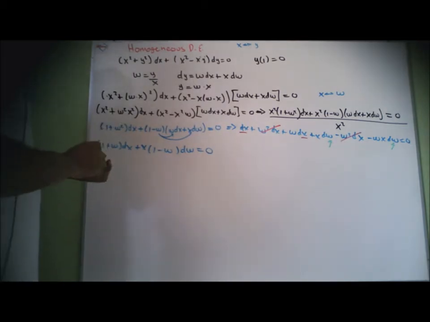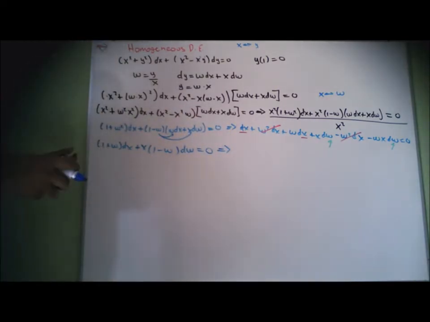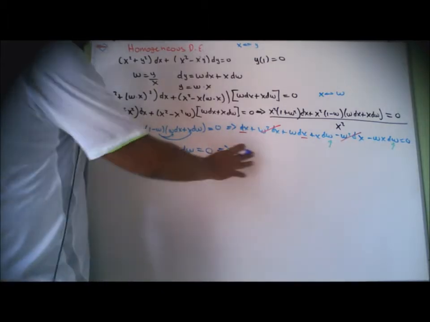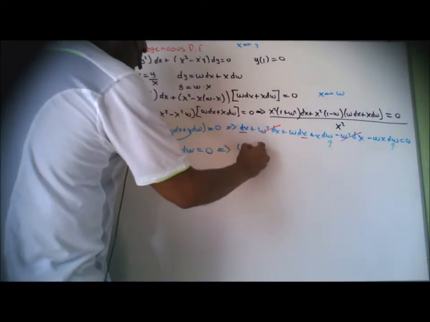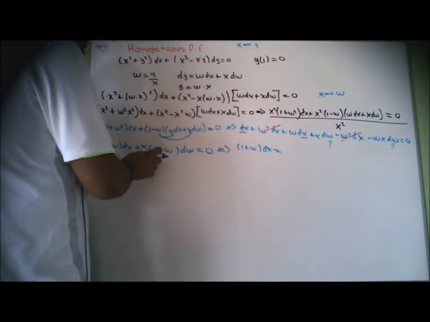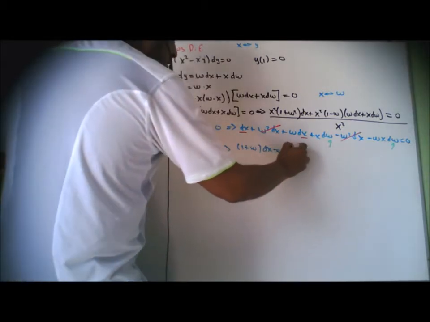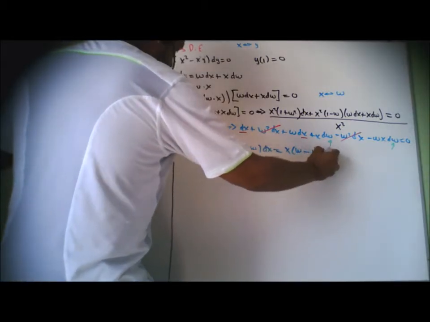Now let's try to separate the variables, because the theory says that this is supposed to be variable separable. So I'm going to pass this to the other side: 1 plus w, differential of x, equal to, on the other side, minus x, but I'm going to introduce the minus here, so it's going to be x times w minus 1, differential of w.